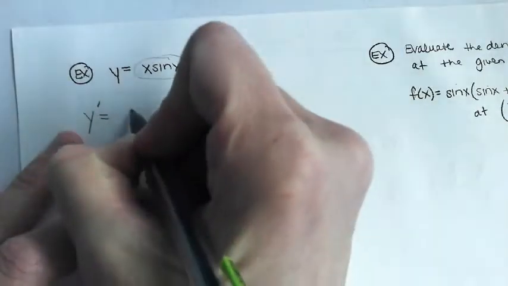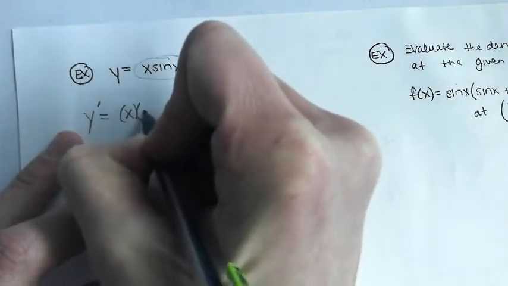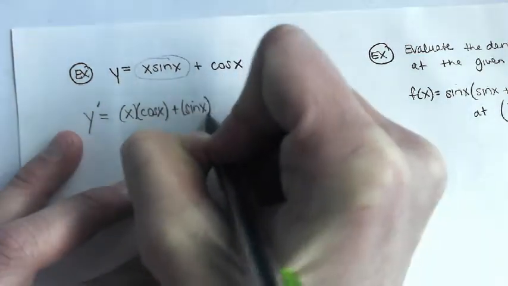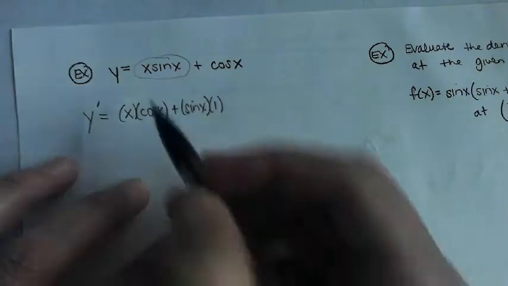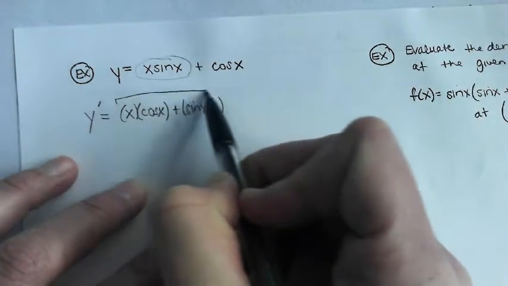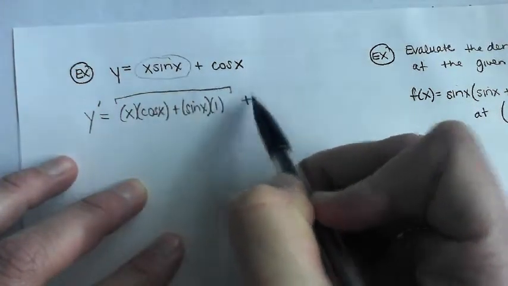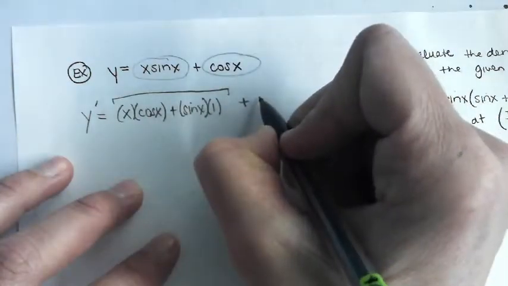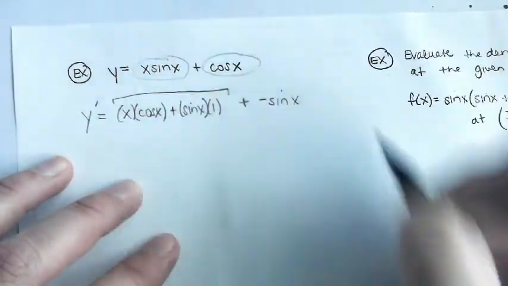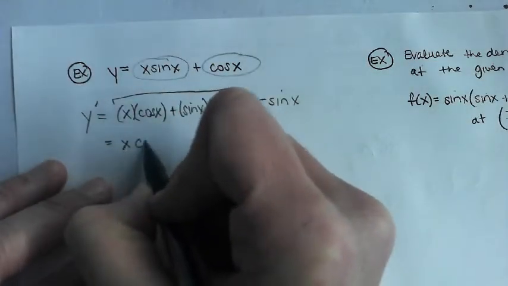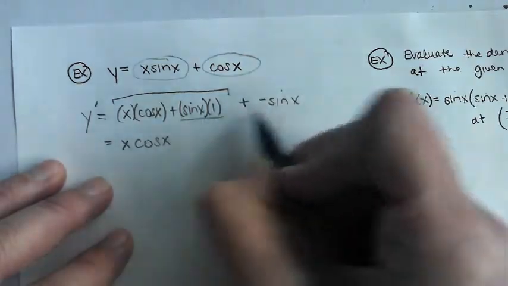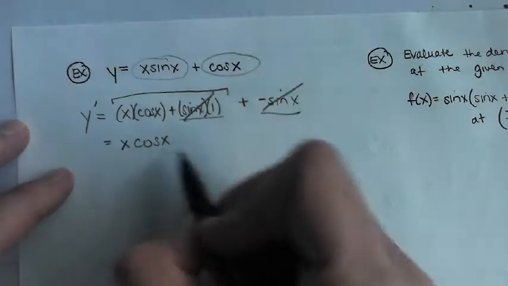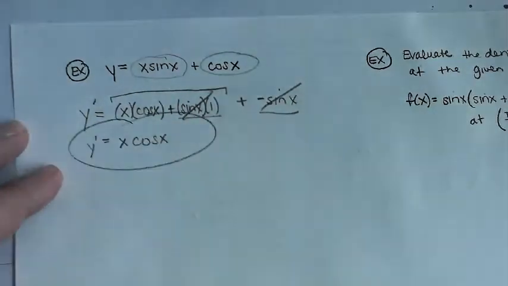So that would be the first times the derivative of sine is cosine, plus the second, sine x, times derivative of the first would just be 1. So that's the derivative of just this piece, plus the derivative of cosine is negative sine. So all in all, this becomes x cosine x plus sine x minus sine x cancels. So y prime is just x cosine x.